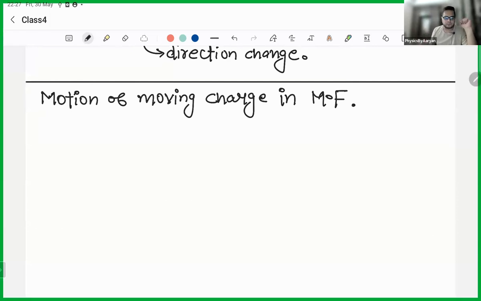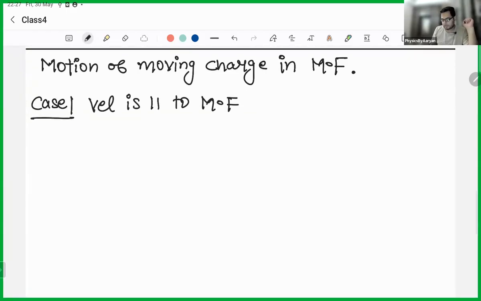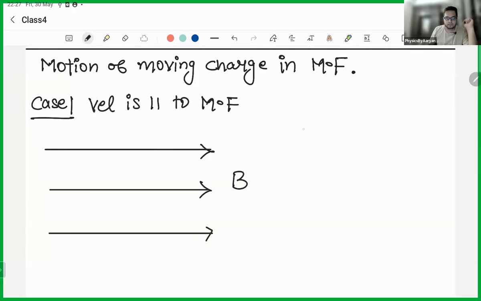There are three cases I'm going to explain. Case number one: velocity is parallel to the magnetic field. So let's first draw the magnetic field. This is your magnetic field. A very good feature is that I am taking a uniform magnetic field, not a non-uniform one. In your syllabus also, you only have to take a uniform magnetic field. Uniform magnetic field means everywhere the magnetic field is the same. If you're here, or here, or here, everywhere the magnetic field has the same direction as well as the same magnitude. It does not change with time or with position. The magnetic field is the same everywhere. Case number one is that you have a charged particle whose velocity is parallel to the magnetic field.